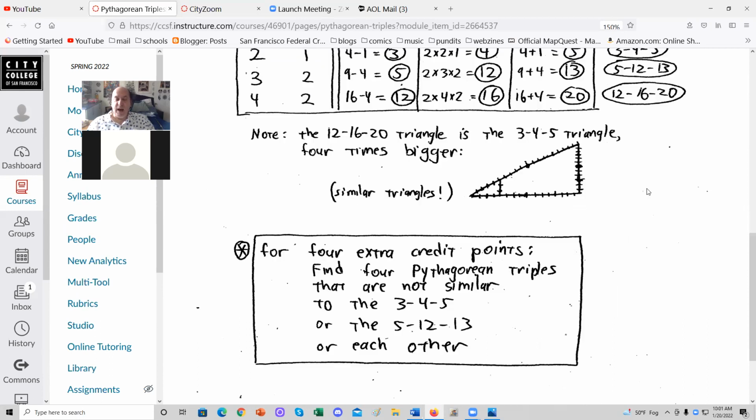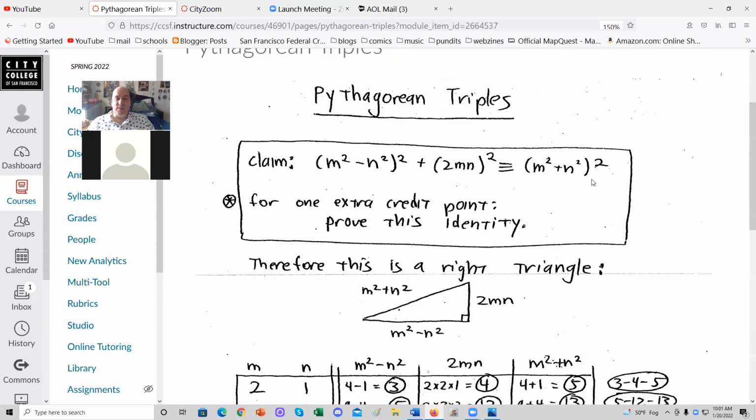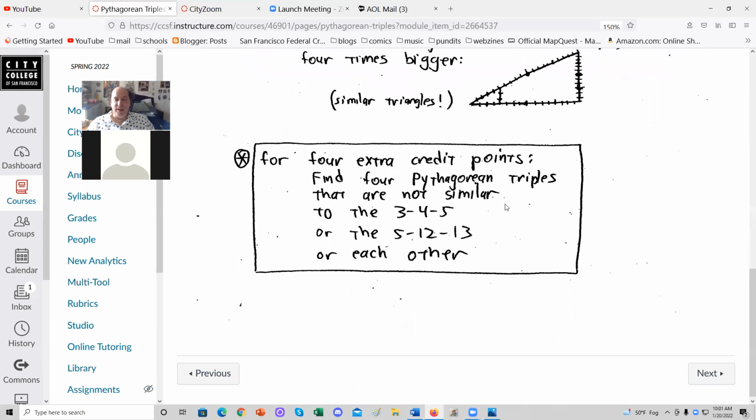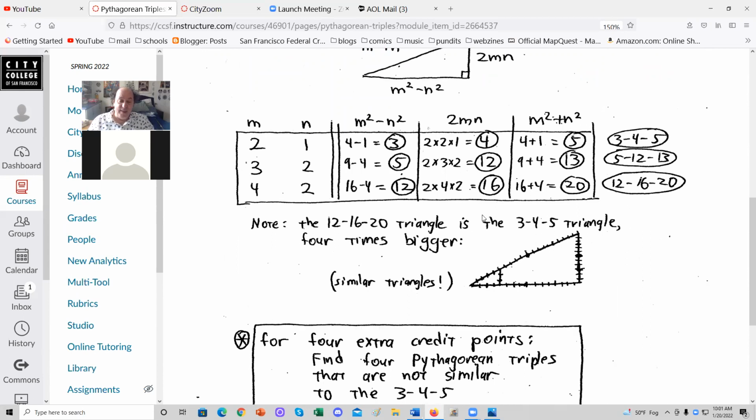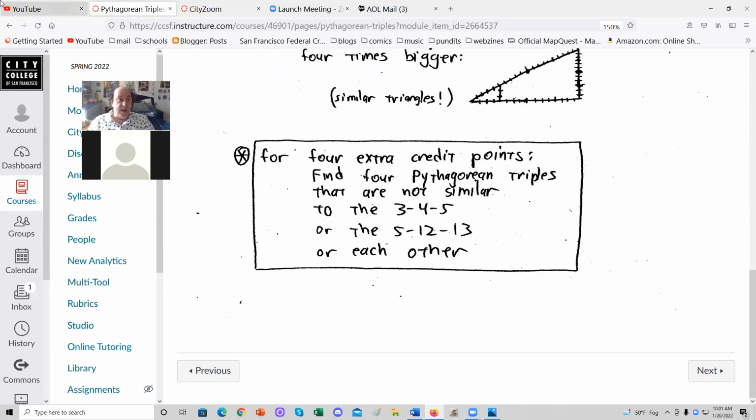So be it. Proving this algebraic identity is worth a point, and this is worth 4 points: find 4 Pythagorean triples that are not similar to the 3, 4, 5, the 5, 12, 13, or each other. So basically, you have to choose m and n and make sure that you don't get basically the same triangle in each case. There we are. So okay, let's proceed.